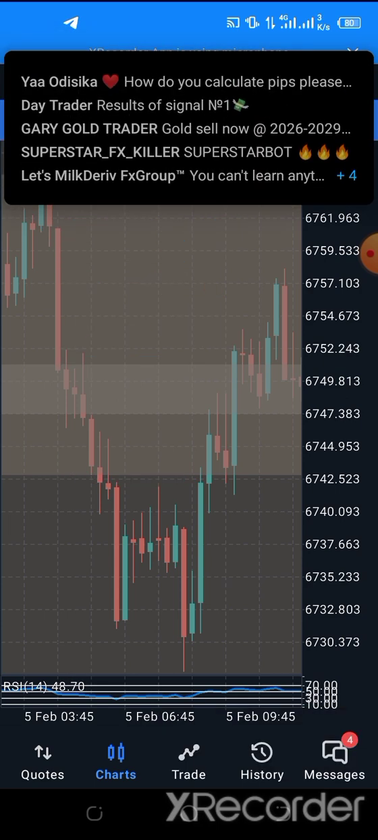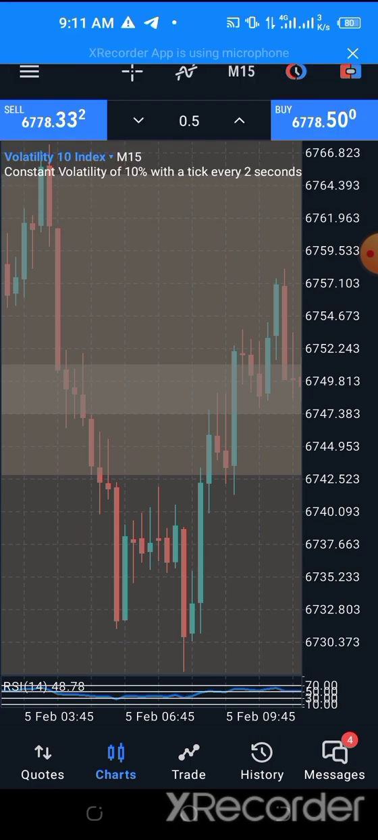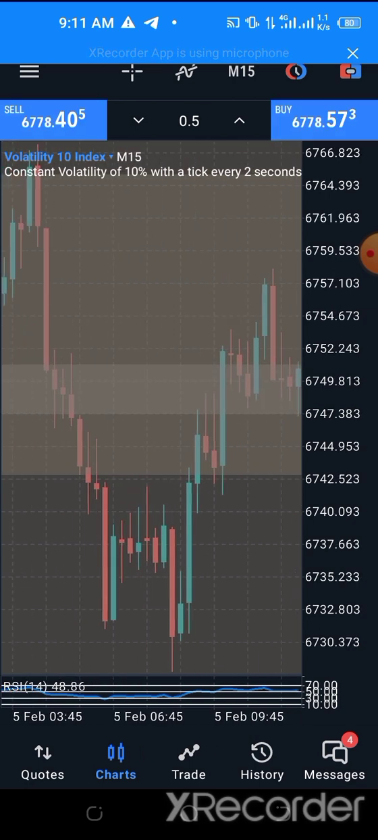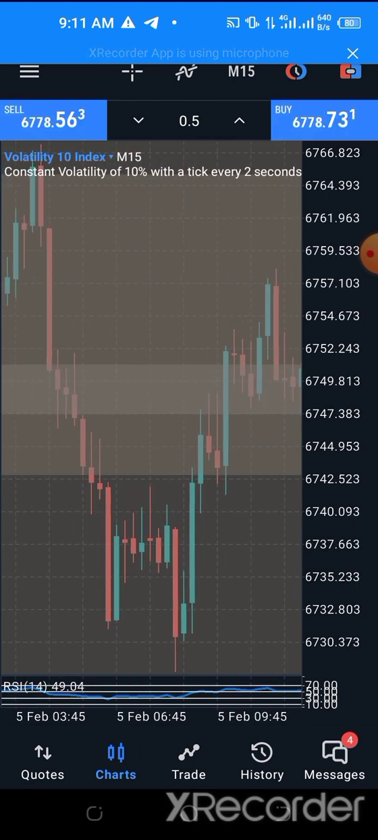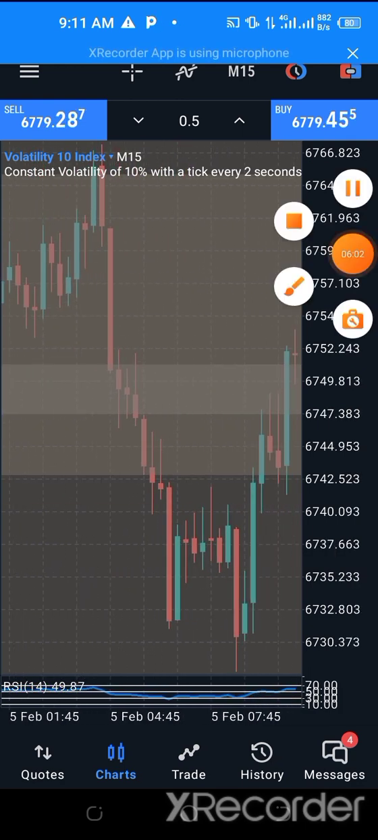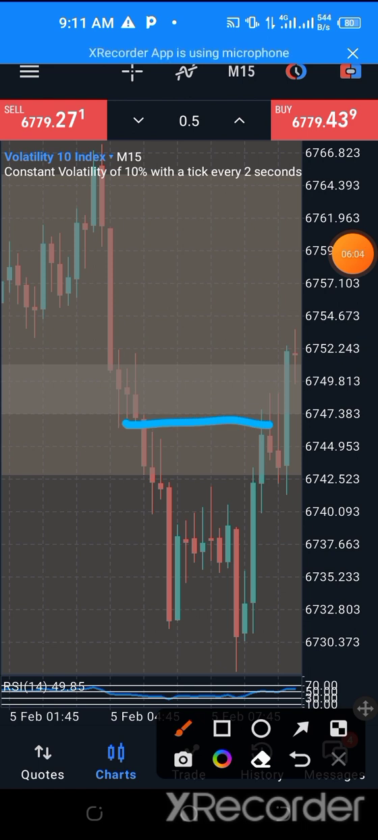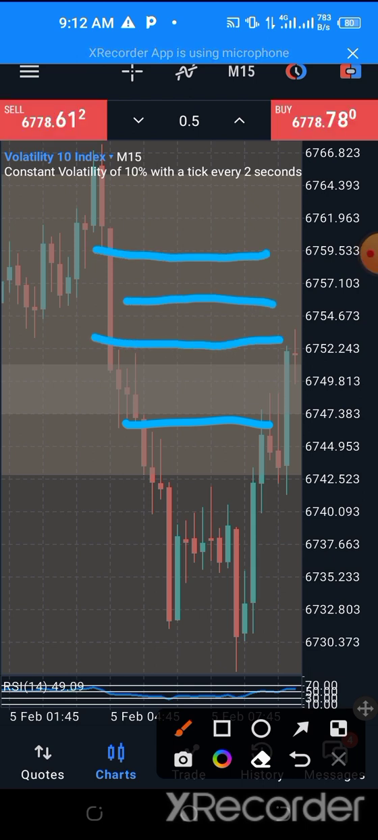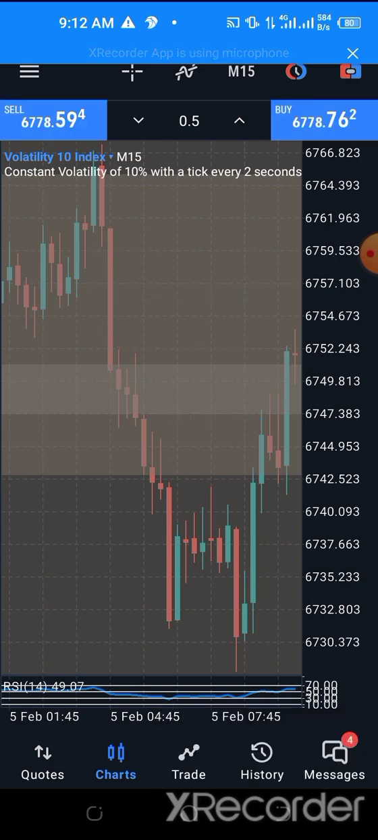So what I did yesterday, I first used my breaker block to enter the market for one order. I entered the market here for one order. And when it drew down to this area, to this fair value gap, I entered my second order.